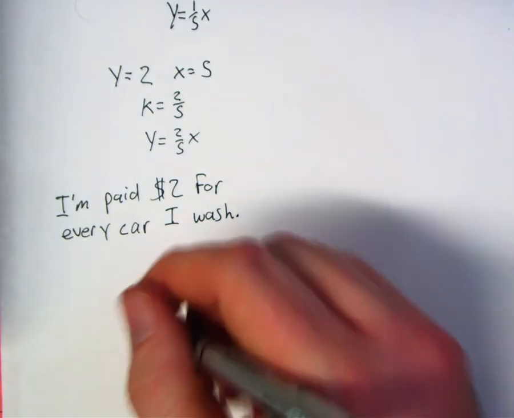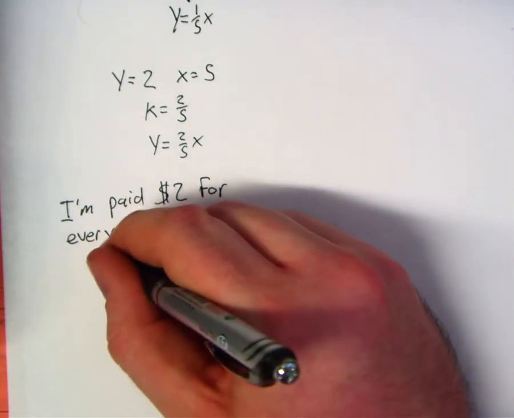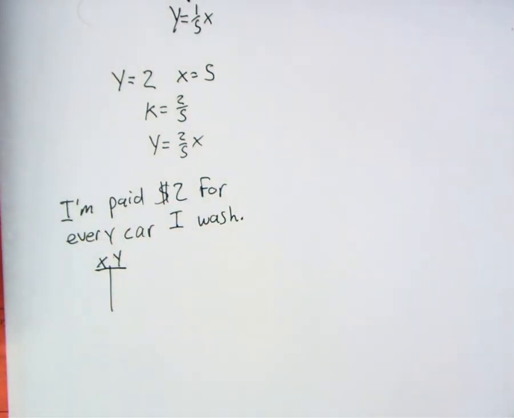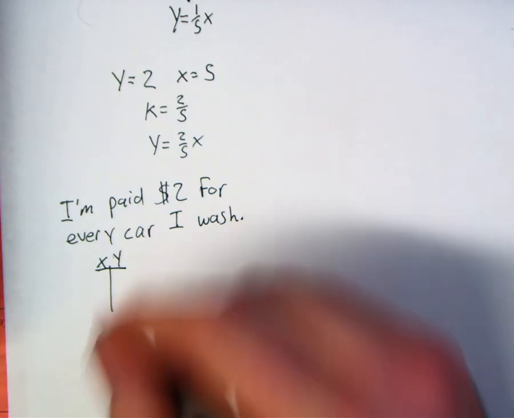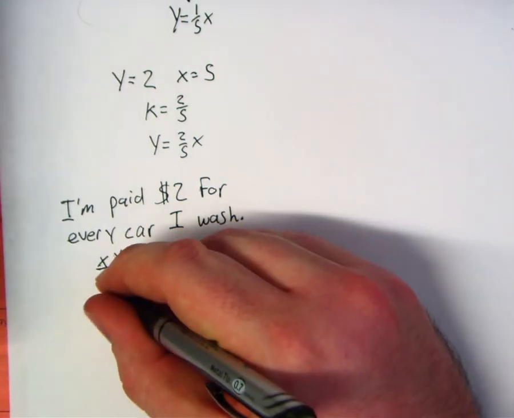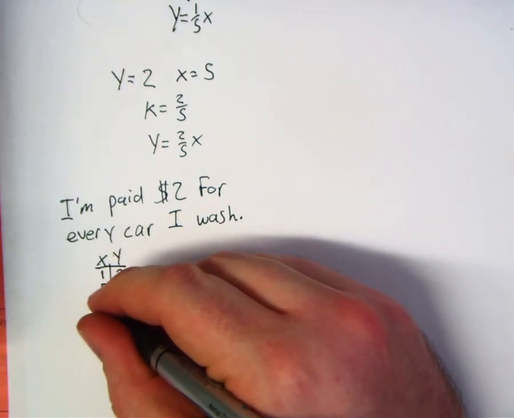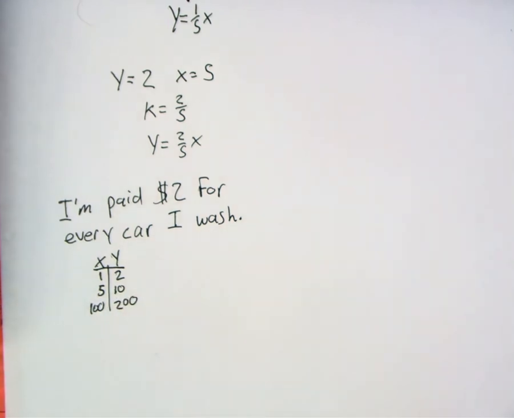Well, let's see. If we were to make our table here, and just supposing that we input our value, remember x here is going to be whatever we're chucking in to get our data. Suppose I wash 1 car, that means I get $2. If I wash 5 cars, I get $10. If I wash 100 cars, I get $200. Notice there, I was able to simply say, supposing this happens, I get paid this much.